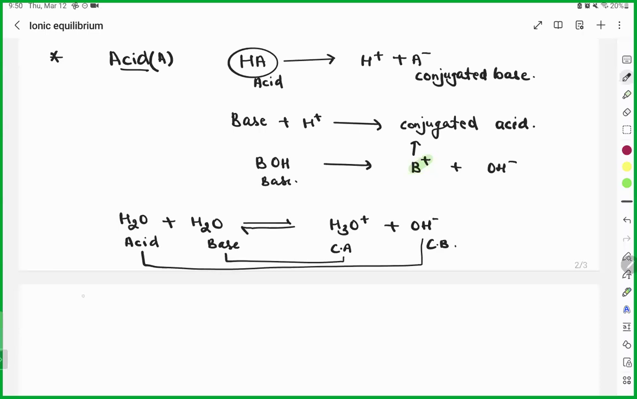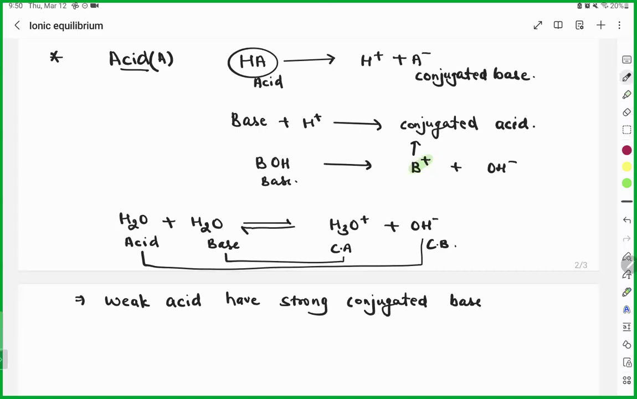Okay. So based on this, you can say that a weak acid will have a strong conjugate base. If the acid is weak, the base will be strong, as simple as that. So a weak acid will have a strong conjugate base. Same way, a weak base will have a strong conjugate acid.